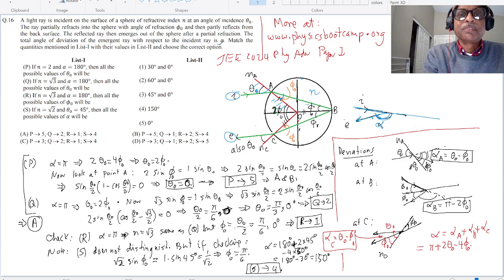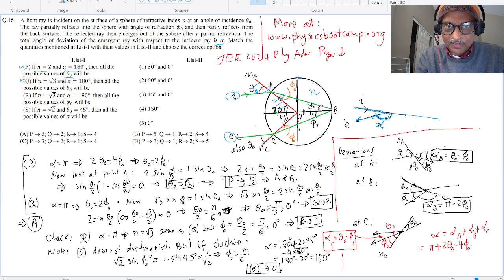That's also defined. In this list, what I found is that just answering P and Q was sufficient, and the others are not necessary. Given the refractive index and alpha, you're supposed to find the angle theta 0. I found tracing was very important. When you trace this, you can notice quite a few things.